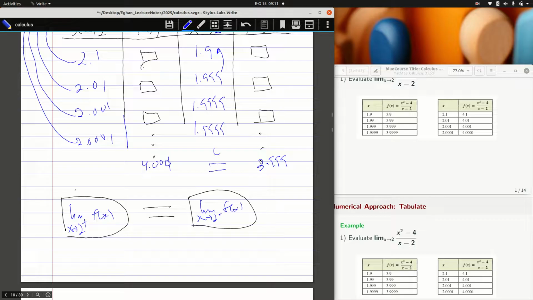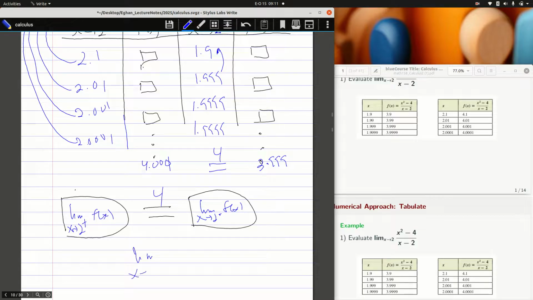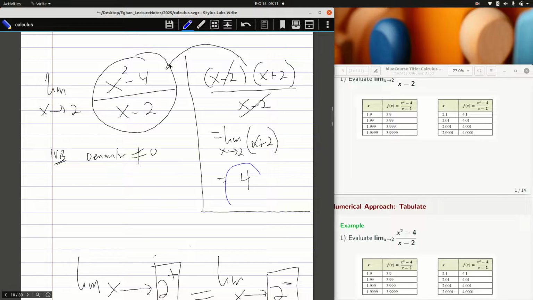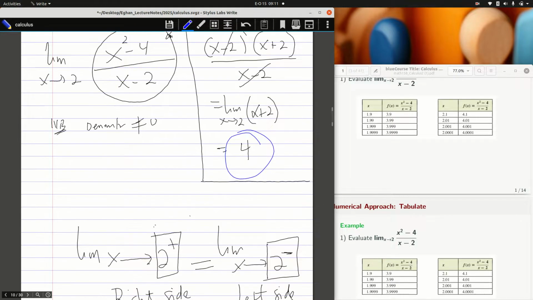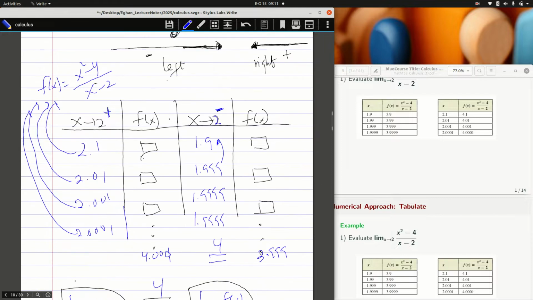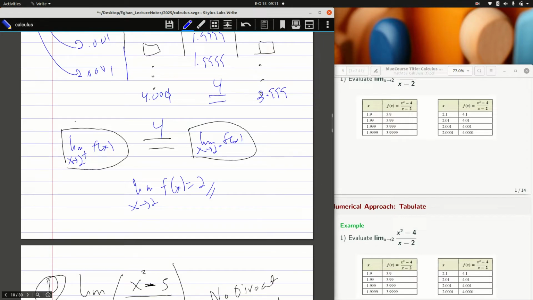And so since they are equal, it means the limit of the function as x approaches 2 of f of x is 4, which agrees with when we did the factorization here. So sometimes I want to be smart with the thing. But if you actually use the numerical approach, then you go through this tabulation. There are cases where the analytical may not work, and then you have only to resort to the numerical. So you take note. Example 2.